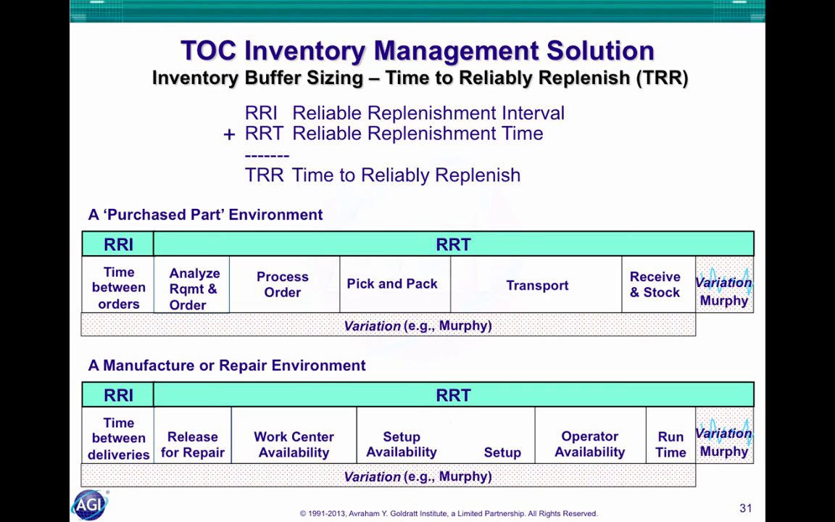The first is the reliable replenishment interval, RRI: how often are orders being placed or released, which could be daily, weekly, every other day, or at some other time interval. And the second is the reliable replenishment time, RRT, that takes into account the time required to complete all of the process steps to purchase, manufacture, or repair, and the variability associated with completing those steps as planned in order to establish a reliable replenishment time. Combining the time estimates for reliable replenishment interval and reliable replenishment time establishes the time to reliably replenish, the TRR.